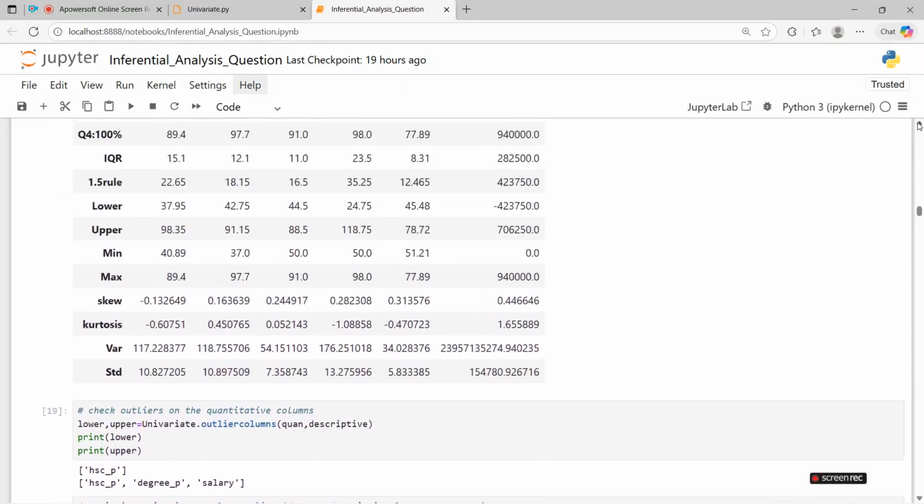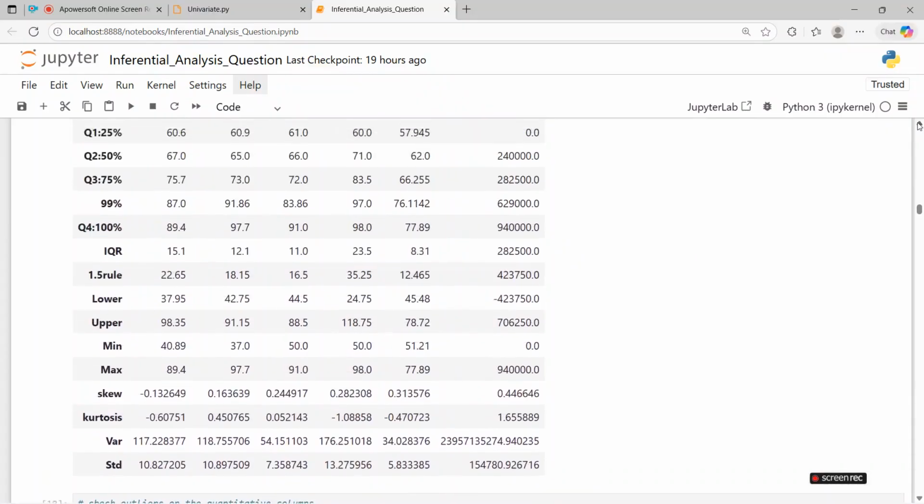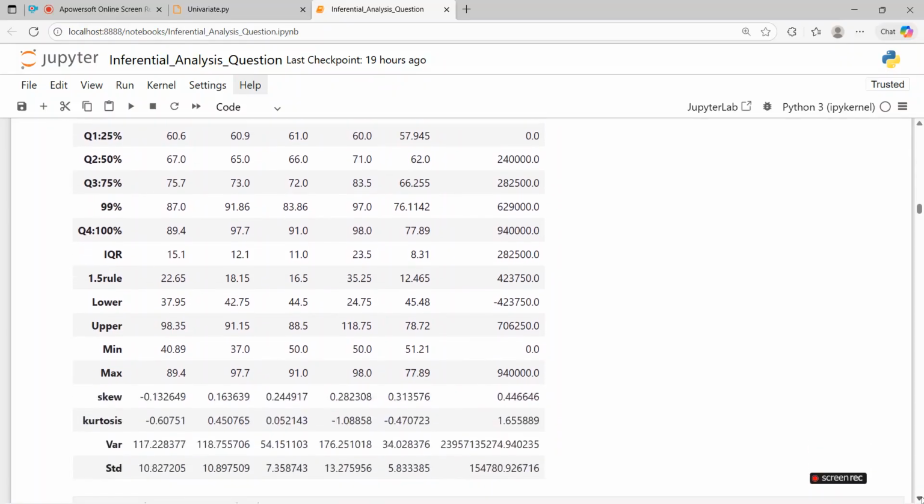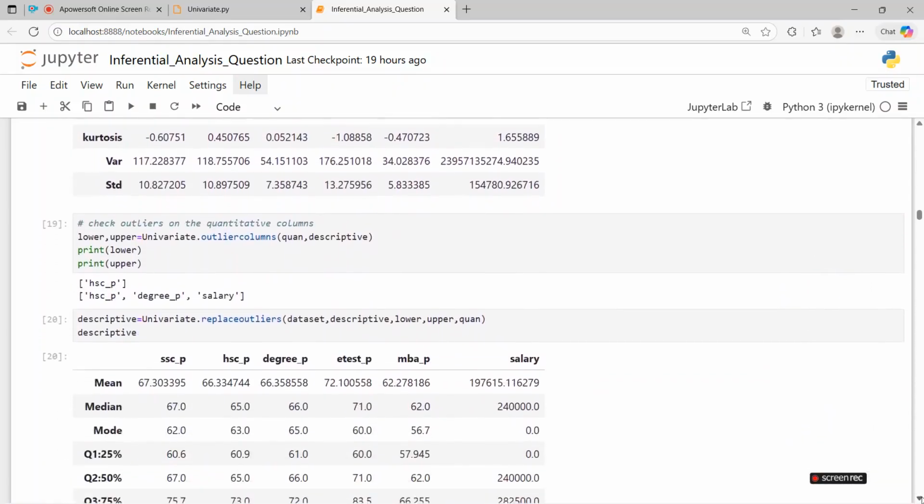So we can take HSCP as an example, as it has both the outliers, lower and upper. This is the HSCP column. We can see the lower bound is 42.75, upper bound is 91.15, min value is 37.0, max value is 97.7. So here we can see the min value of the HSCP column is less than the lower bound of the range, 42.75, and the max value is greater than the upper bound. So 97.7 is greater than 91.15. So this should be replaced once we run the replace outlier function.